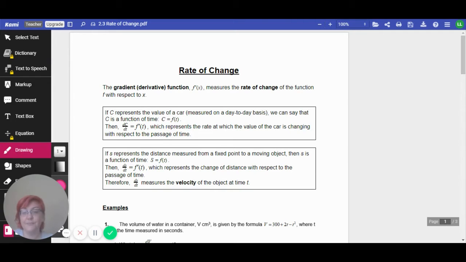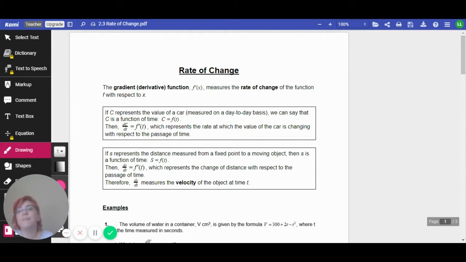respect to x. An example would be if c represents the value of a car measured on a day-to-day basis, we can say that c is a function of time, where c equals f of t. Therefore, the derivative, or dc over dt, that we can call f prime of t, represents the rate at which the value of the car is changing with respect to the passage of time.